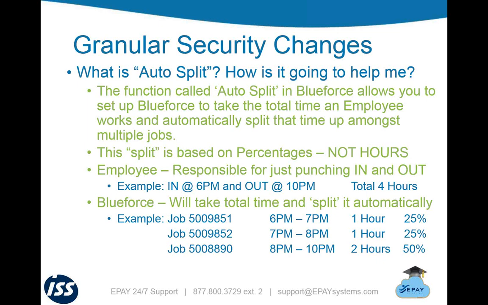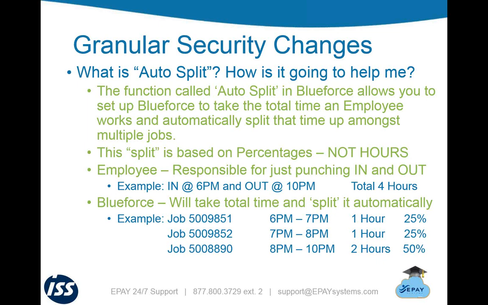Now, every time record in the system, if you go to your time card, and I'll show you this in a little bit, each time card record has a regular option called split. That's something that you do manually. Autosplit's actually set up on the employee profile, and this split is going to be based on percentages, not hours.